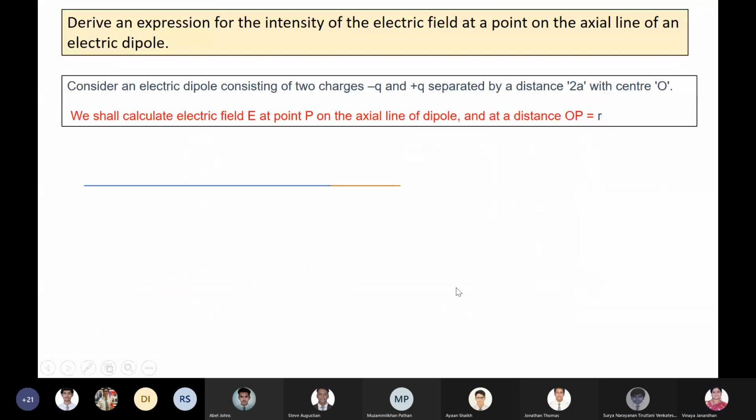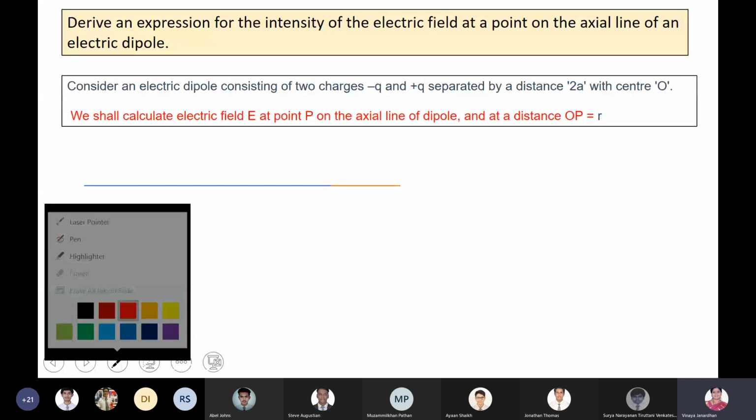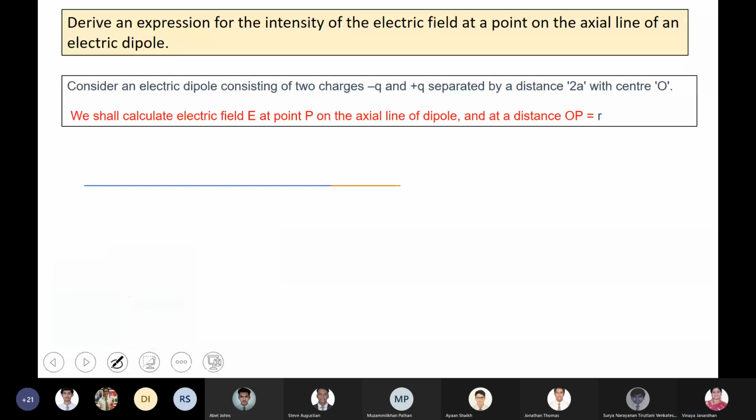Electric field intensity at a point on the axial line of an electric dipole. On the axial line of an electric dipole was a very, very important pre-mark question from the theory point of view. Is that clear, boys? Okay.